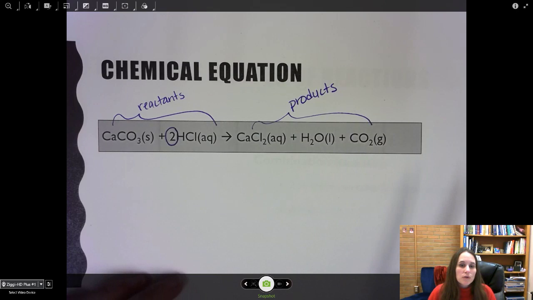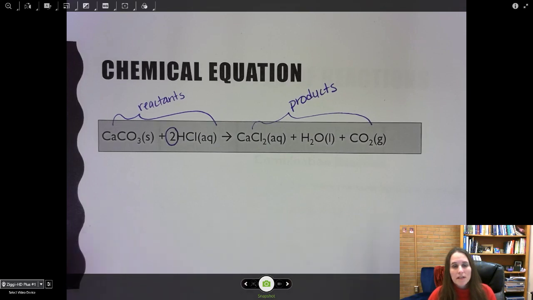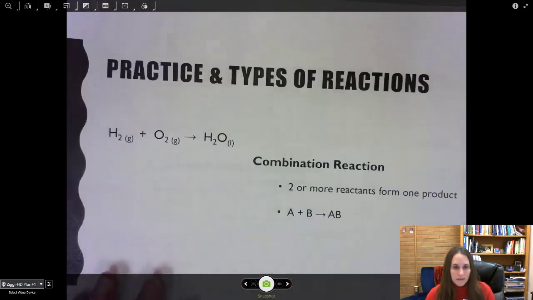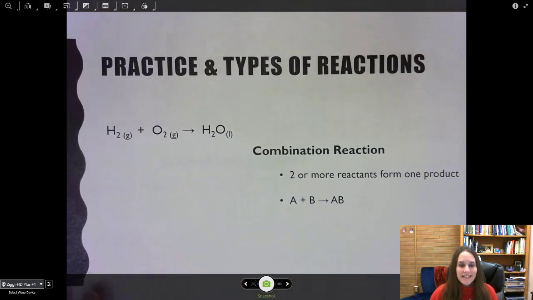So we're going to do some practice, and we're going to mix both. We're going to be practicing balancing, and we're also going to be throwing in a couple additional objectives for identifying some really common reaction types. So we're going to mix those two. We're going to practice and identify some reaction types. So practice and types of reactions.